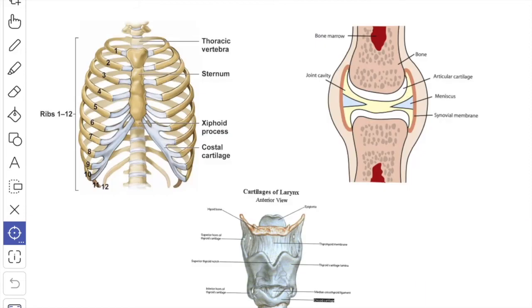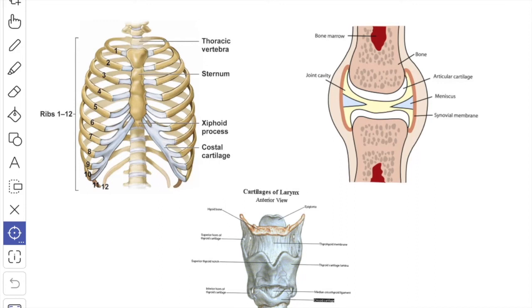Next we'll see about the distribution of the hyaline cartilage. So first is the costal cartilages. These are bars of hyaline cartilage that connect the ventral end of the ribs to the sternum and to the adjoining costal cartilages. They show the typical structure of hyaline cartilage described above, and the cellularity of the costal cartilages decreases with age.